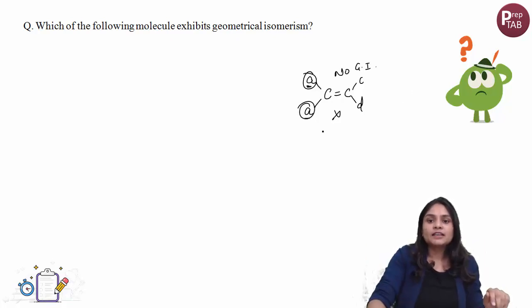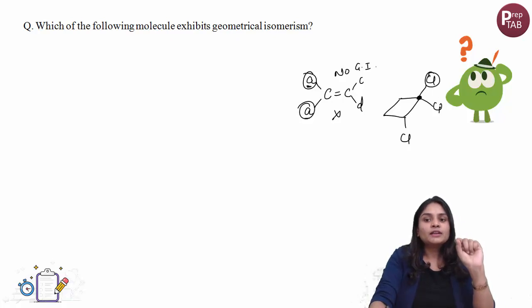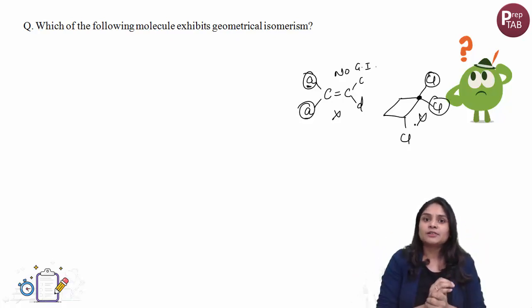Okay? Now this carbon can have anything, same or two different atoms, whatever it is. Since this has same atoms or group of atoms, this will not show geometrical isomerism. Same is the case with the ring. If I have a ring, let's say this, and on a single carbon atom I have Cl, Cl, and over here I have Cl. Since on the same carbon atom we have chlorine, same substituent, this is not going to show geometrical isomerism. Okay? So I hope this is clear.